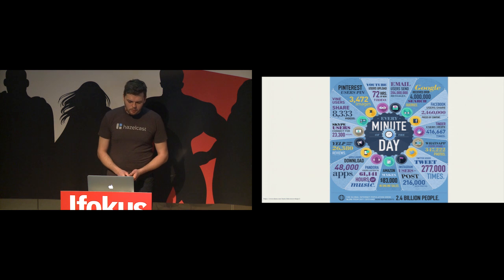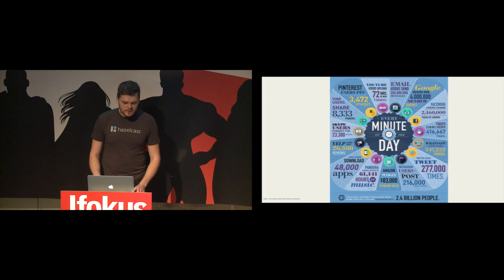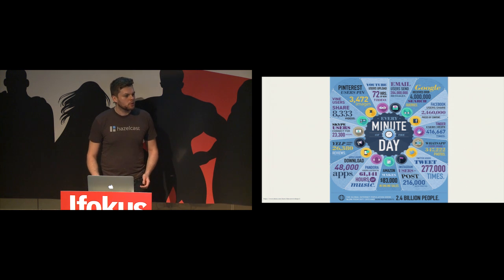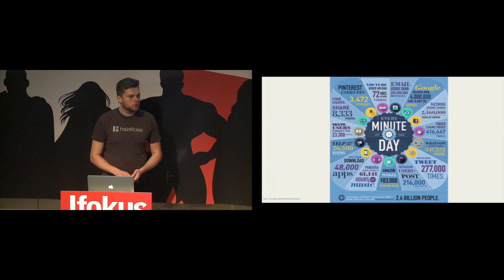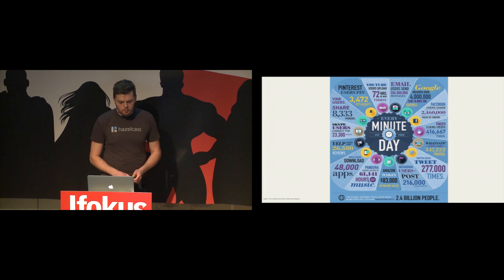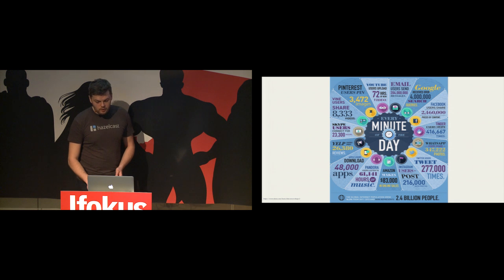But you can see that, for example, you have 277,000 tweets every minute, or 16,000 Tinder user swipes. I don't know what that is, but whatever. You have 4 million Google searches every minute. So you can see there's a lot happening. It's a huge web scale that's going up there, with 2.4 billion people using the internet every minute of the day. So in order to handle such traffic, you need to change your architecture a bit, because otherwise you wouldn't be able to handle it.